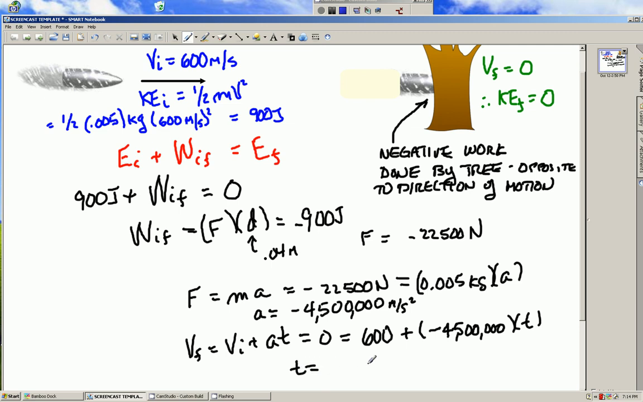We get time is equal to minus 600, all divided by minus 4,500,000 meters per second squared. And that comes out to be 0.0001333 seconds, or about 0.13 milliseconds.